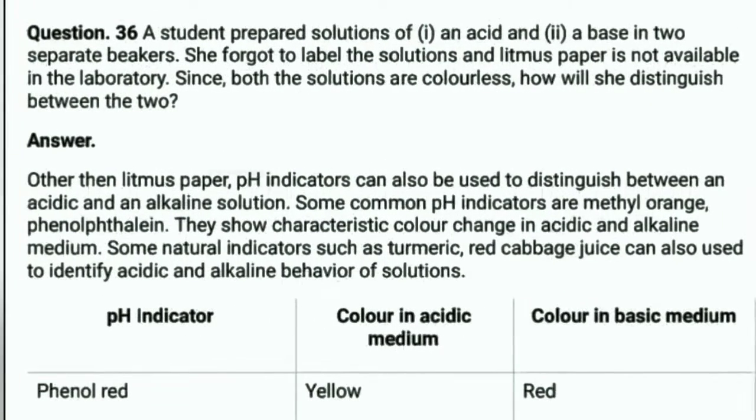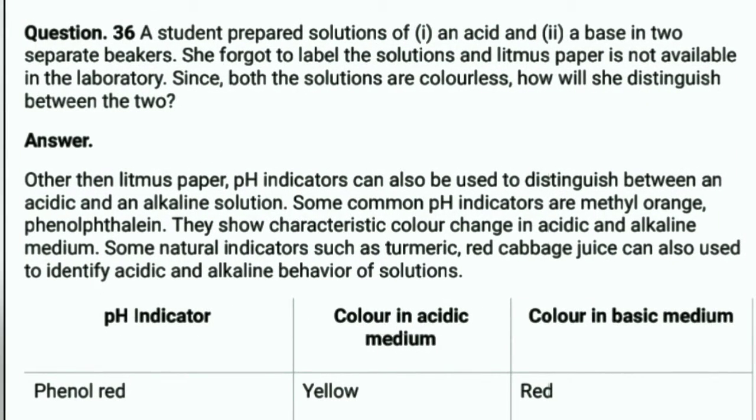Answer: other than litmus paper, pH indicators can also be used to distinguish between an acidic and an alkaline solution. Some common pH indicators are methyl orange and phenolphthalein. They show characteristic color change in acidic and alkaline medium. Some natural indicators such as turmeric and red cabbage juice can also be used to identify acidic and alkaline behavior of a solution.